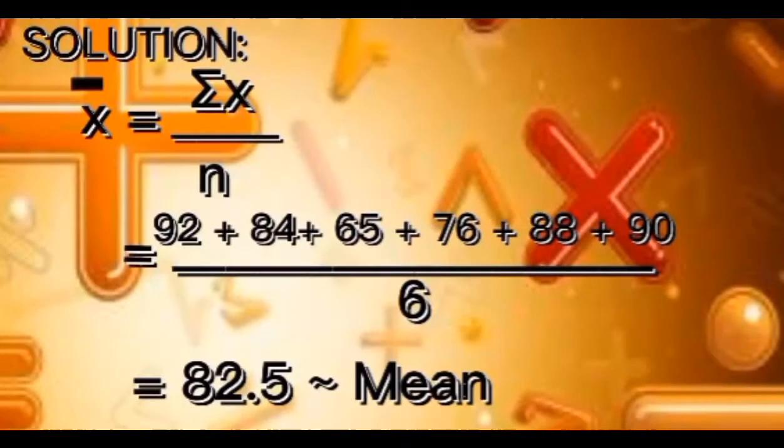X bar is equal to the summation of x over n. Substitute the given values, which is 92 plus 84 plus 65 plus 76 plus 88 plus 90 over 6. The sum of the given values is 495 over 6. Therefore, the mean is equal to 82.5.